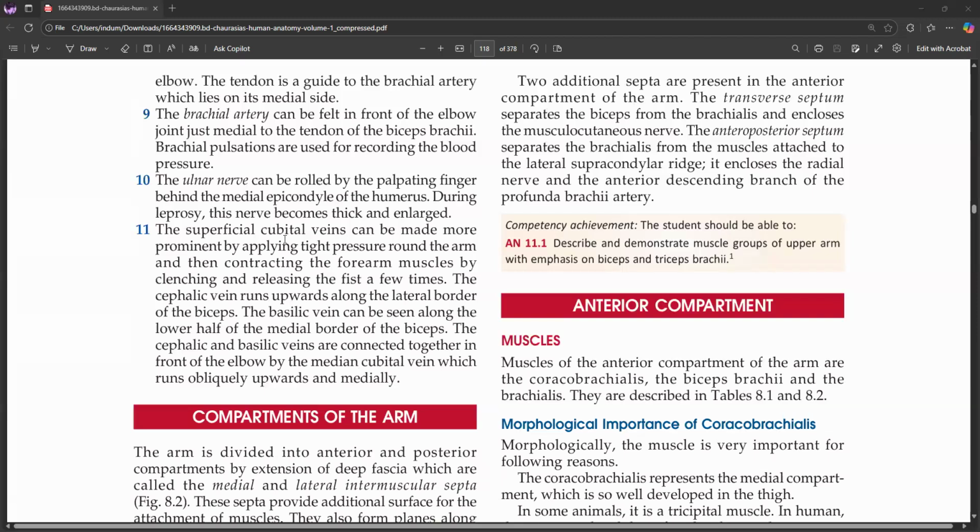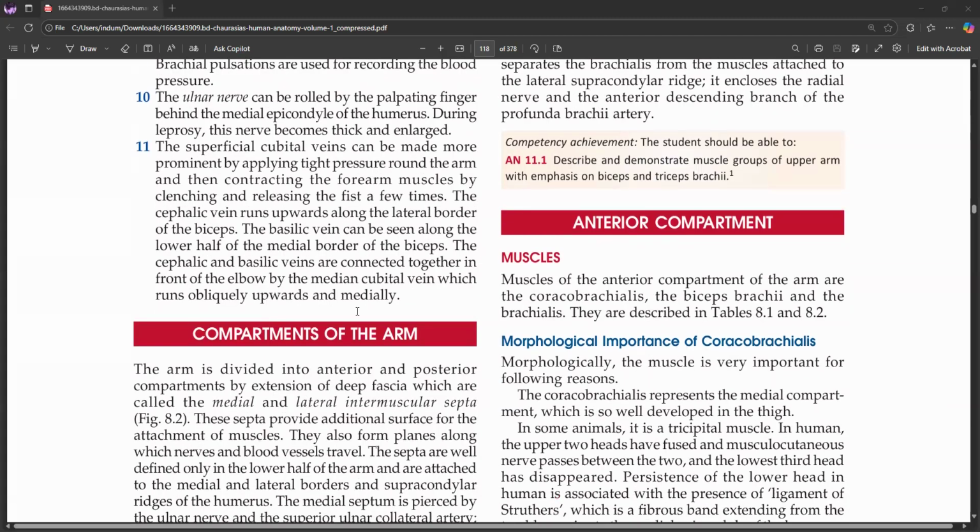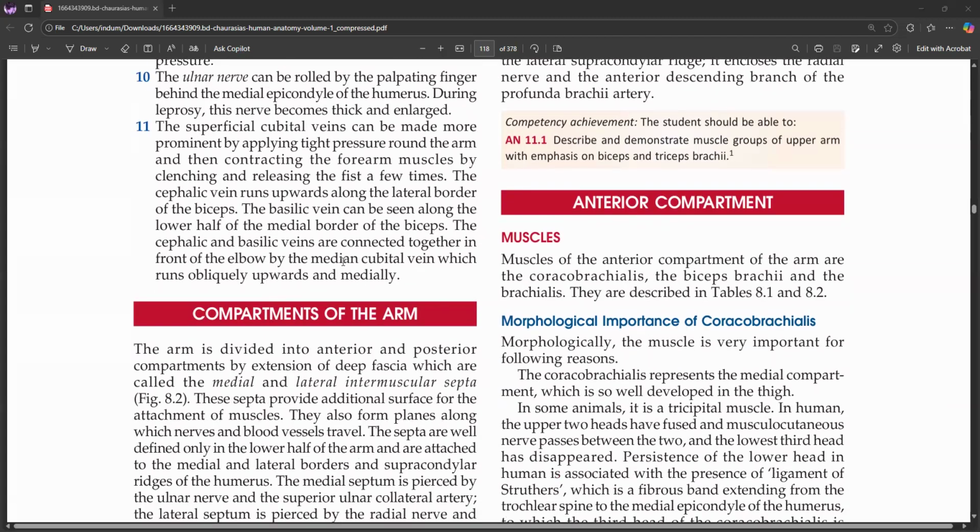Number 11. The superficial cubital veins can be made more prominent by applying tight pressure round the arm and then contracting the forearm muscles by clenching and releasing the fist a few times. The cephalic vein runs upwards along the lateral border of the biceps. The basilic vein can be seen along the lower half of the medial border of the biceps. The cephalic and basilic veins are connected together in front of the elbow by the median cubital vein, which runs obliquely upwards and medially.